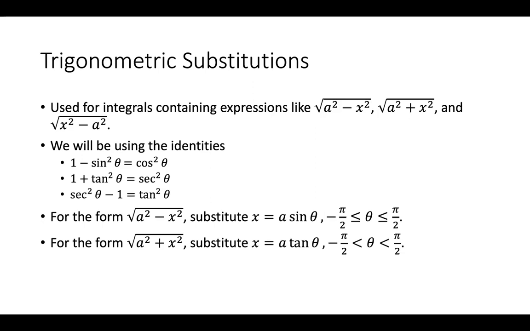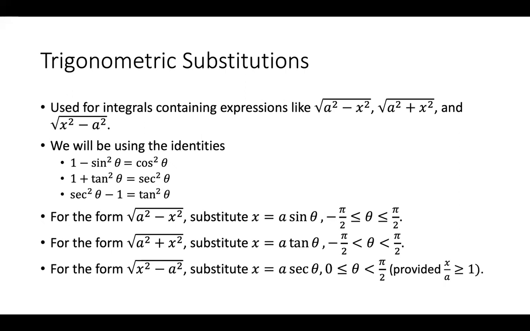All right, for the form square root of a squared plus x squared, make the substitution x equals a tangent theta. And that substitution is good for theta in the open interval between negative pi over 2 and pi over 2. And finally, if you have a square root of x squared minus a squared, you're going to substitute x equals a secant theta.